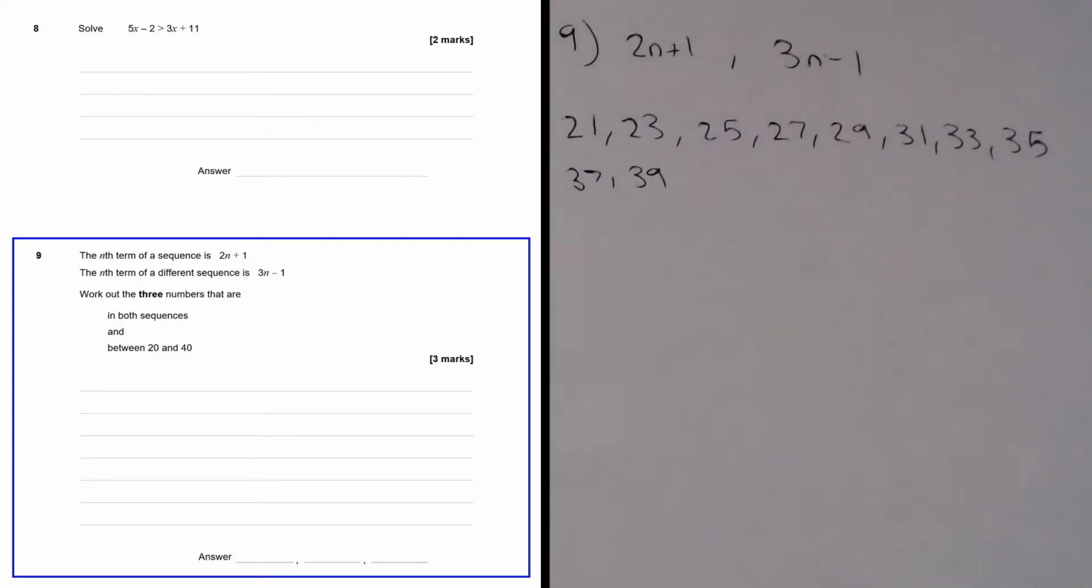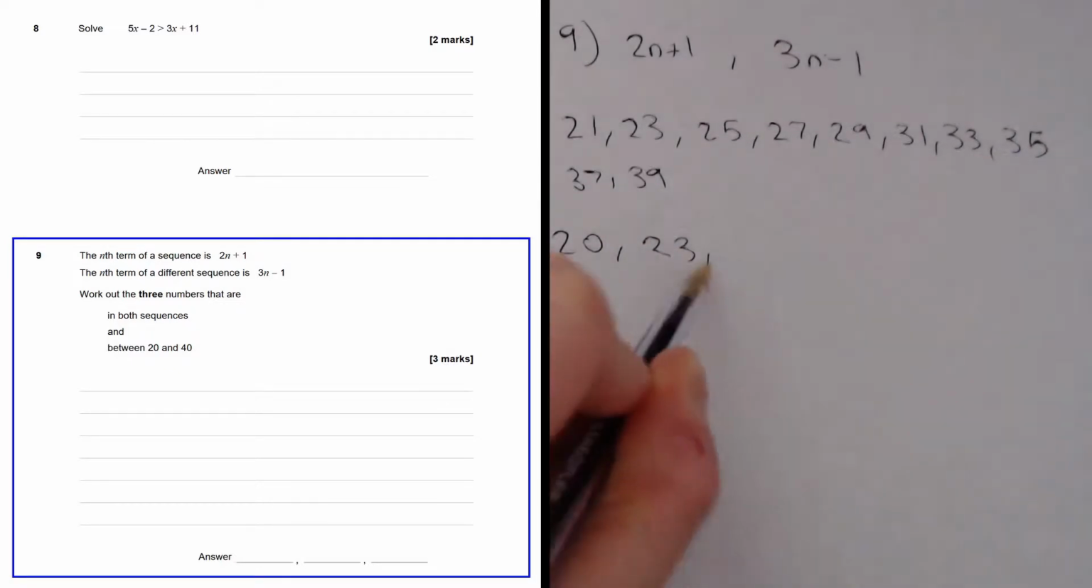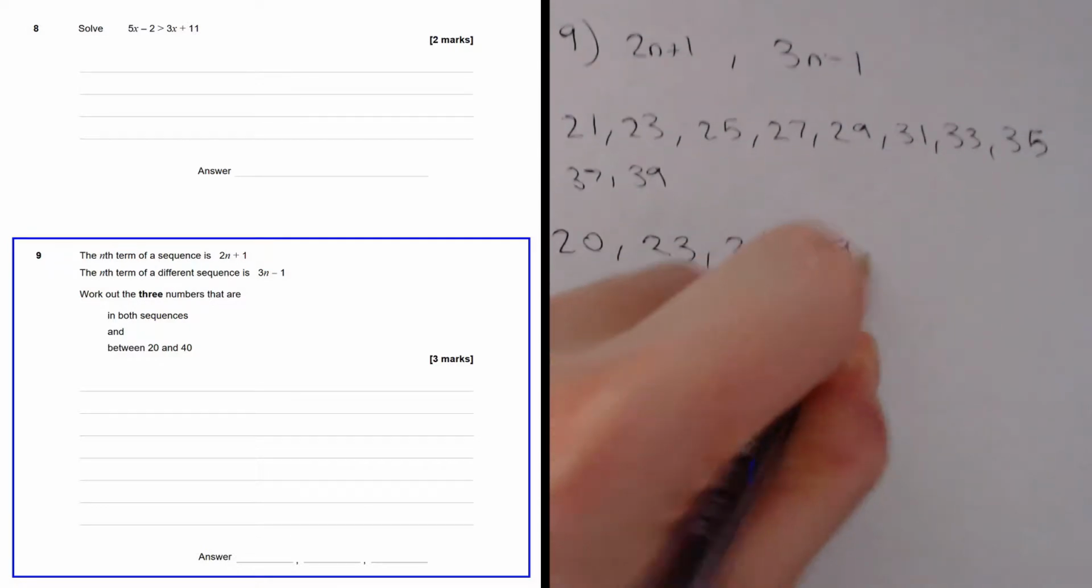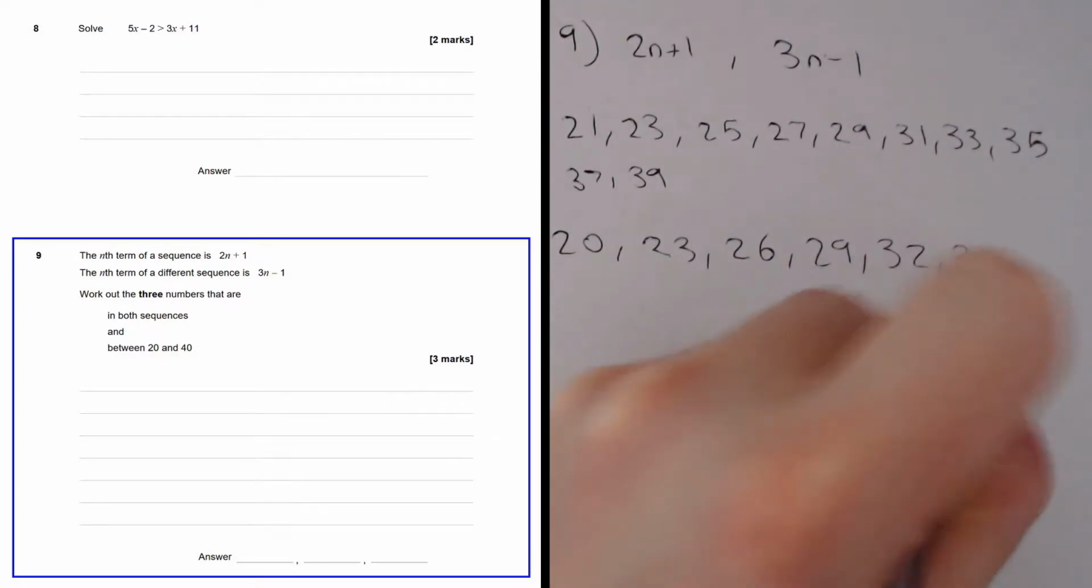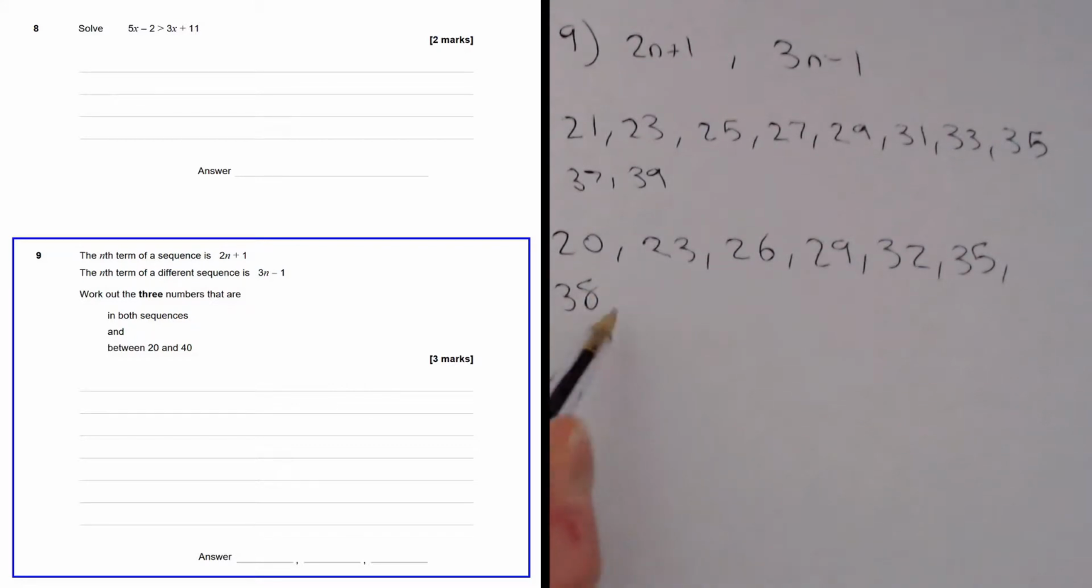Now let's do the same for this sequence. Let's try n as 5, so we would get 3 times 5, 15 minus 1, which is 14. A bit low, so shall we try n as 7? Well, we're going to get 3 times 7, which is 21, minus 1, which is 20. Now the coefficient of n in this sequence is 3, so the numbers are going to increase by 3 each time. So we're going to get 23, 26, 29, 32, 35, 38, and then if we go any higher, we're going to get past 40.